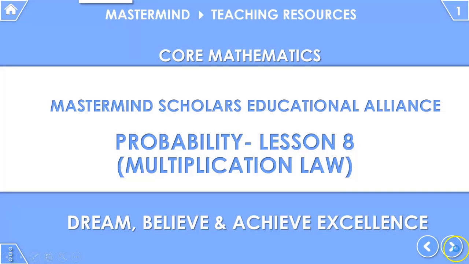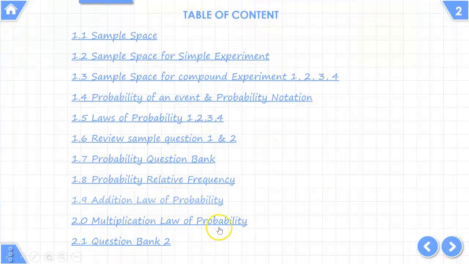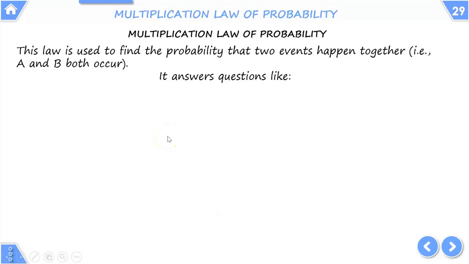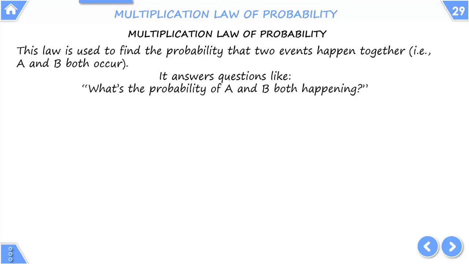All right, let's move on to multiplication law of probability, and then we are done. Now, when we talk about multiplication law of probability, we are talking about the law that is used to find the probability that two events happen together. That is, A and B both should occur. It allows questions like, what's the probability of A and B both occurring? So A occurs, B occurs, they should all occur.